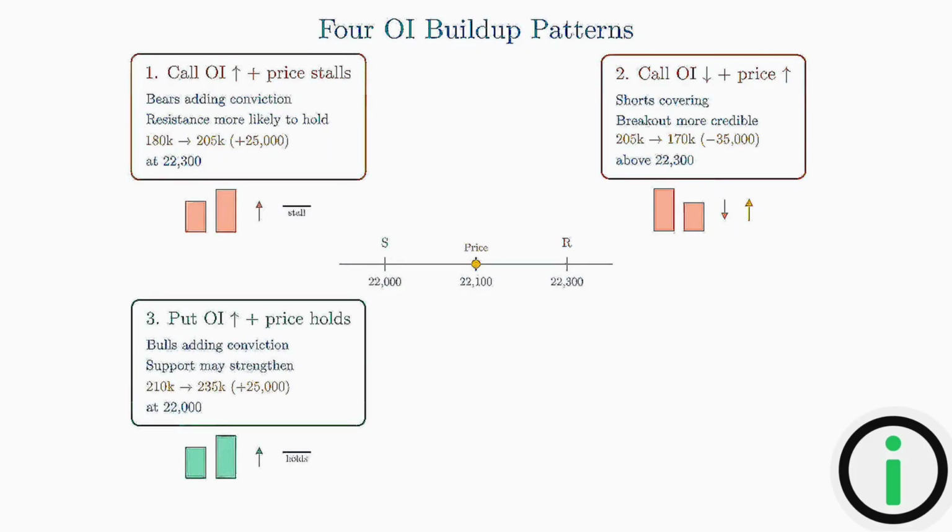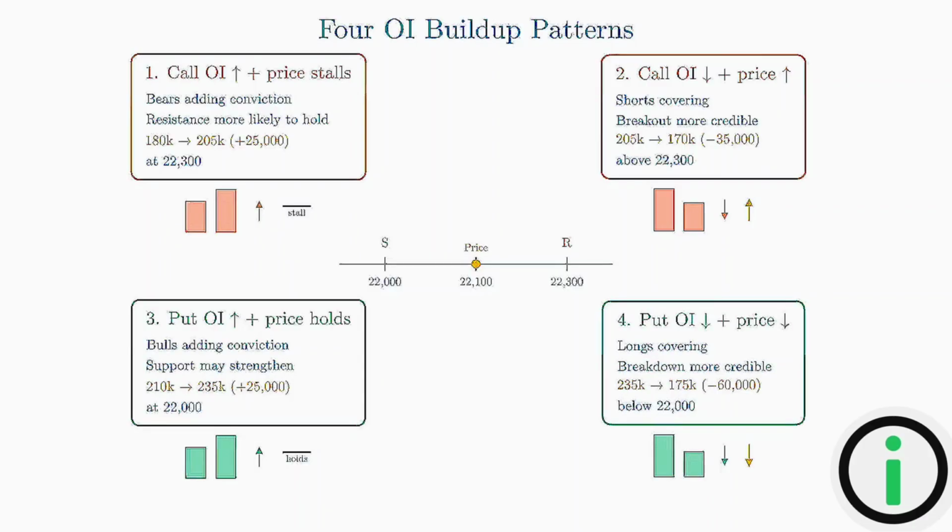Third, put OI rising at support while price holds suggests bulls adding conviction. At 22,000, if put OI rises from 210,000 to 235,000, that is an increase of 25,000, and support may strengthen. Fourth, put OI falling while price breaks down suggests longs covering. If put OI drops from 235,000 to 175,000, that is a decrease of 60,000 contracts, and a breakdown below 22,000 becomes more credible. These patterns are context clues. Always compare OI change with price direction instead of interpreting either one alone.